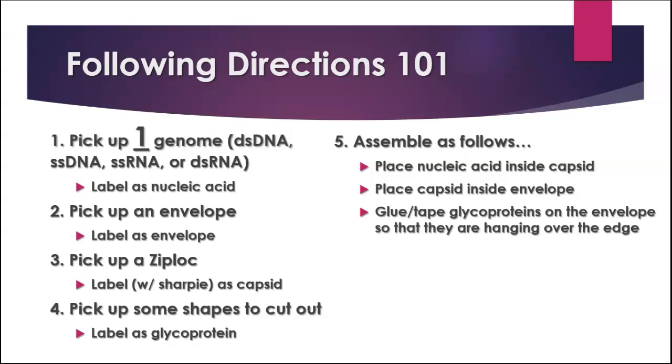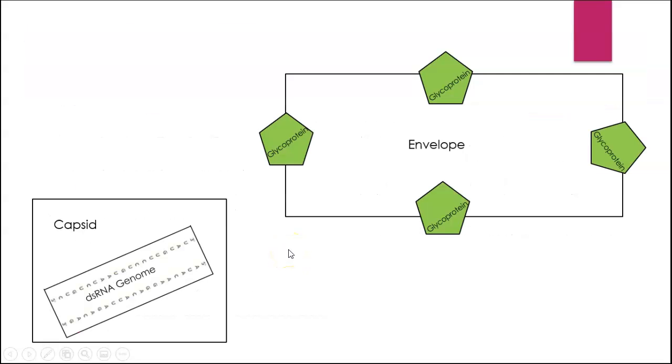And so those are going to be the glycoproteins that are often found on the outside of the envelope. And so the way it's going to be put together is they'll place a nucleic acid inside their capsid, and then put the capsid inside the envelope, and then they'll put their glycoproteins on the envelope so they're hanging over the edge. And I'll give you an example in just a minute. So we're going to do that in class. I'm going to show you what it looks like.